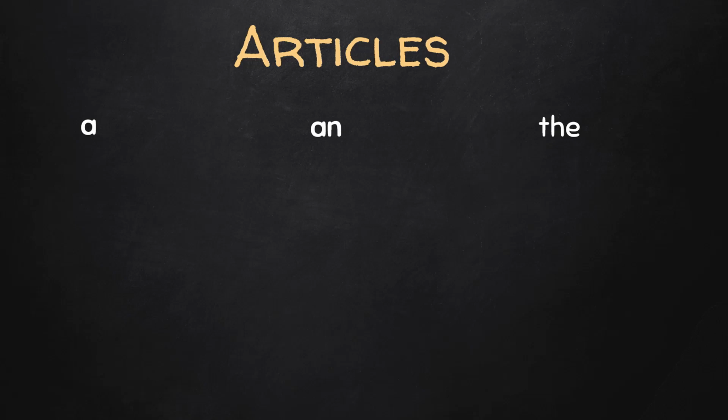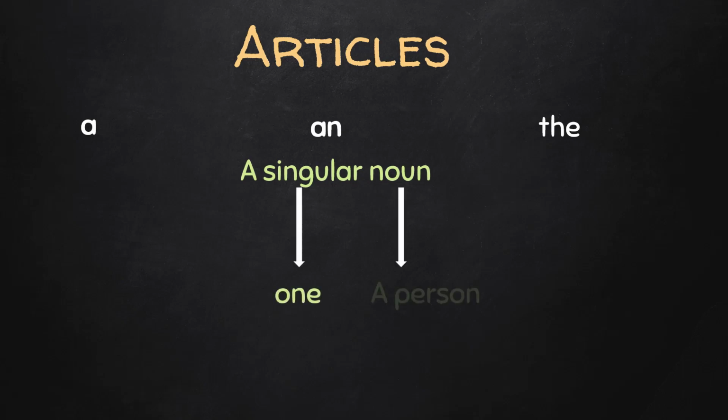The English articles are a, an, and the. They seem simple, but they are confusing for some people. That's why it's very important to know that they come with a singular noun. Singular means one, and a noun could be a person like man, woman, doctor, or a place like park, house, room, or something like table, book, or pen.